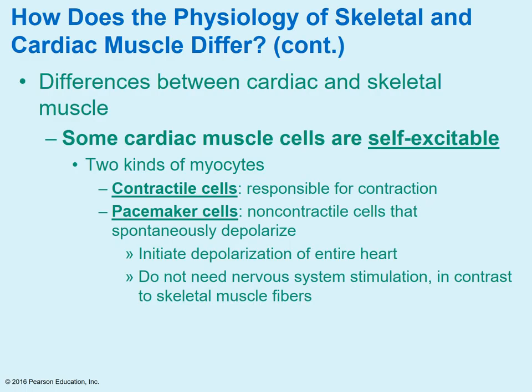Now, some of the differences are that cardiac muscle cells are self-excitable. So there are contractile cells and pacemaker cells. Contractile cells are responsible for the actual contraction. And the pacemaker cells do not contract, but they will depolarize spontaneously. They initiate the depolarization of the entire heart. So, as the name implies, they set the pace for the contraction to occur. There is not a stimulation from the nervous system. It's the pacemaker cells that are going to be regulating the contraction process.